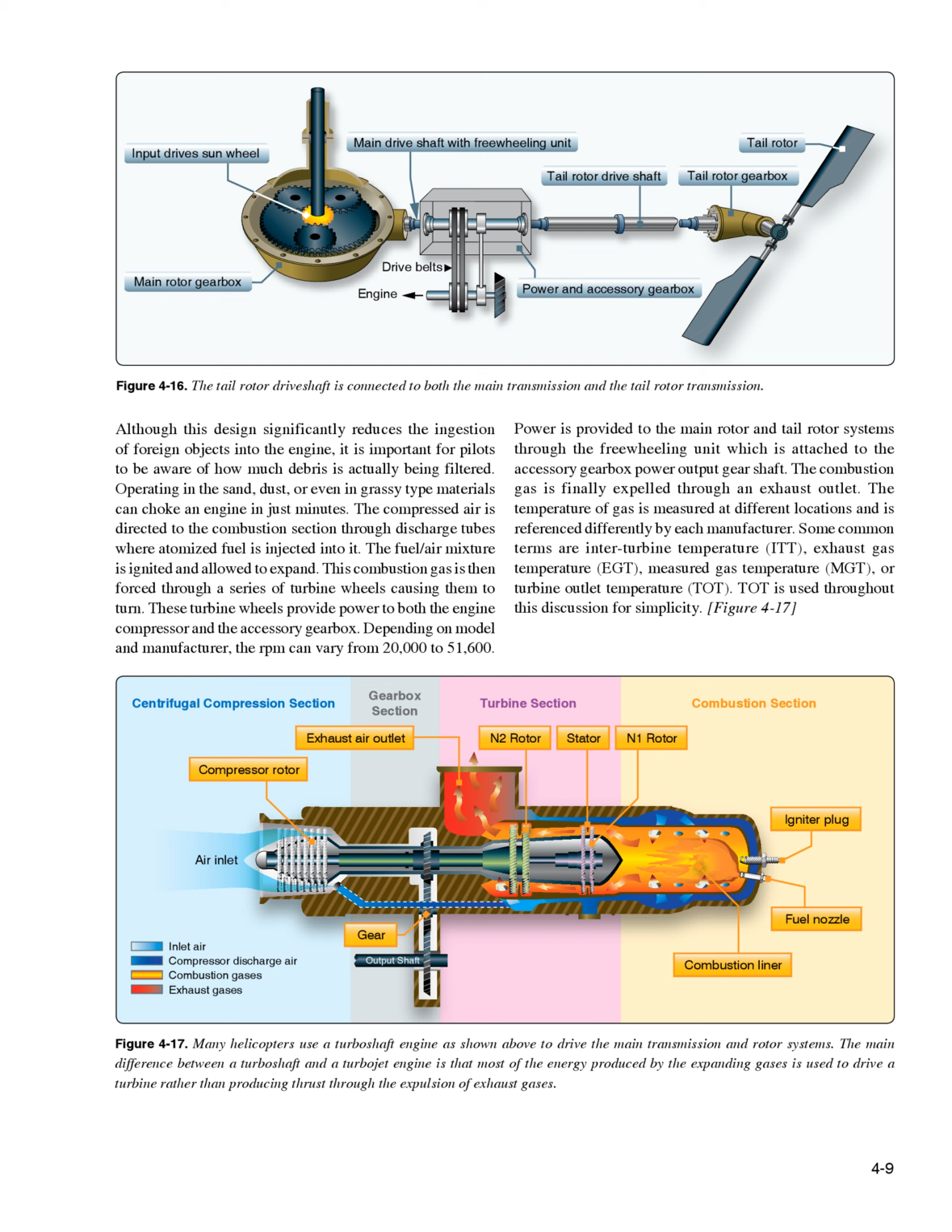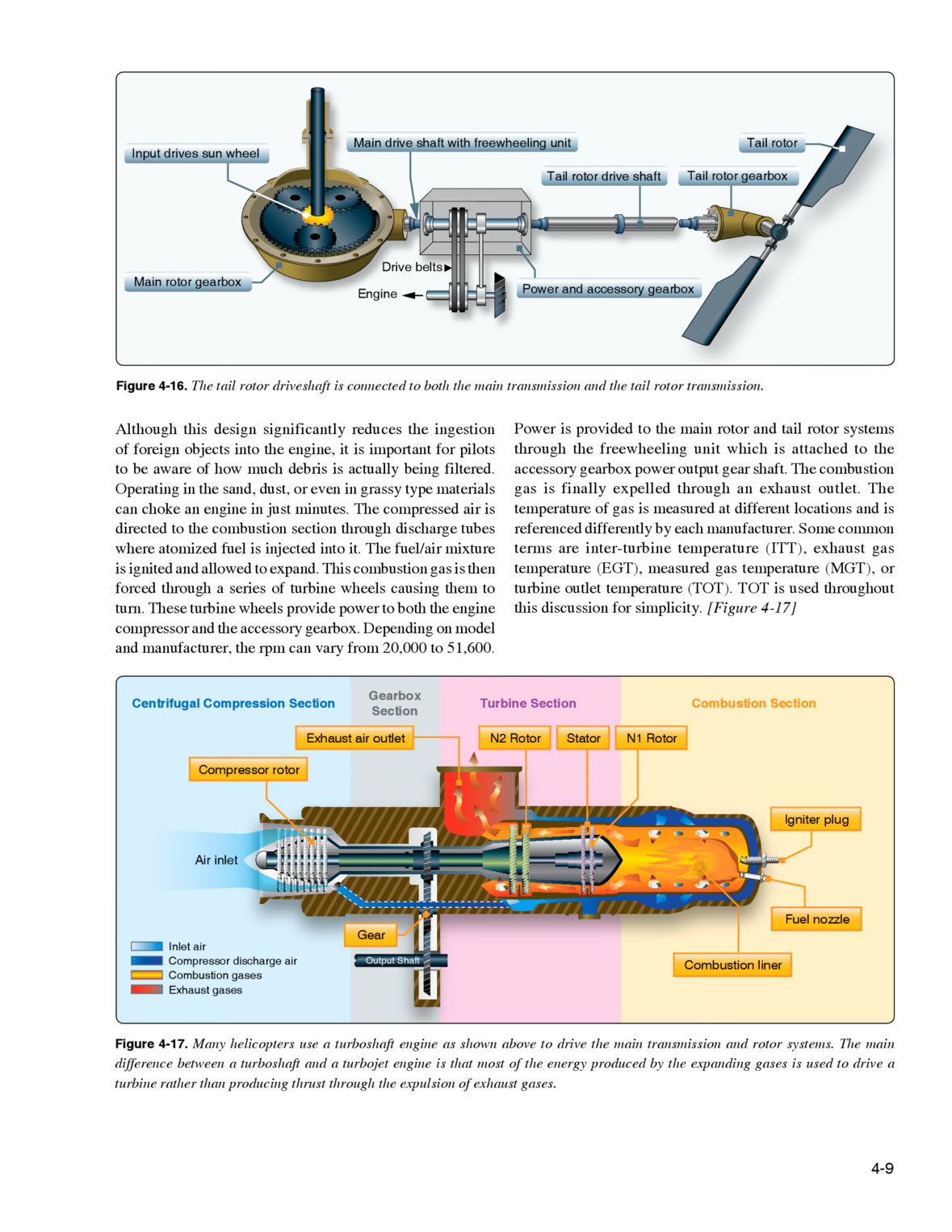The temperature of gas is measured at different locations and is referenced differently by each manufacturer. Some common terms are inter-turbine temperature, ITT, exhaust gas temperature, EGT, measured gas temperature, MGT, or turbine outlet temperature, TOT. TOT is used throughout this discussion for simplicity.